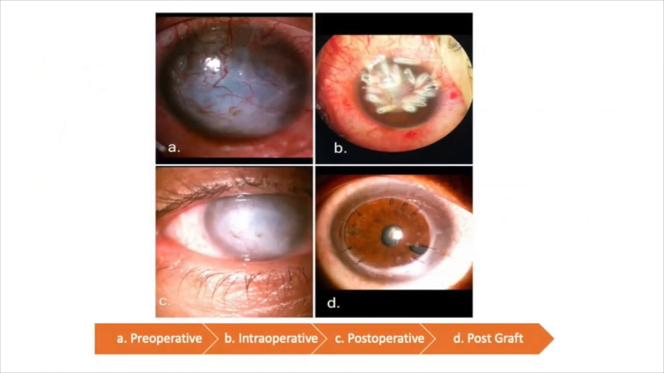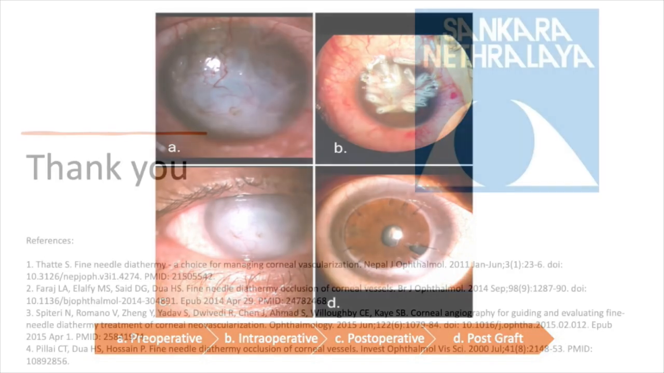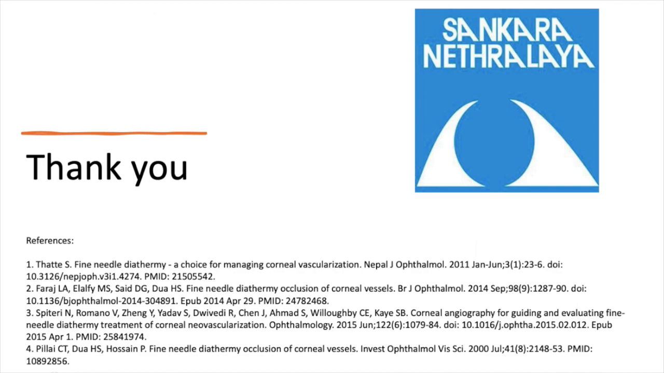This grid depicts preoperative corneal vascularization, intraoperative fine needle diathermy, postoperative regression of blood vessels, and a clear penetrating keratoplasty graft. Thank you.